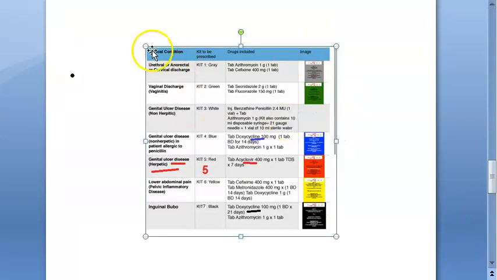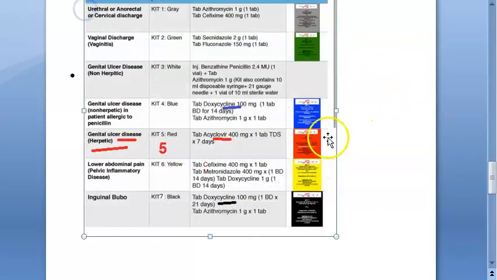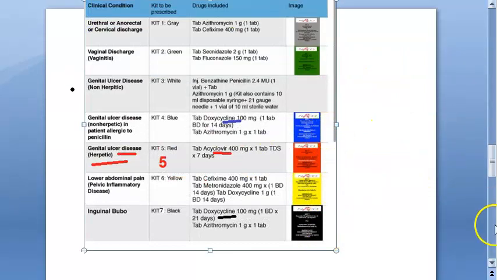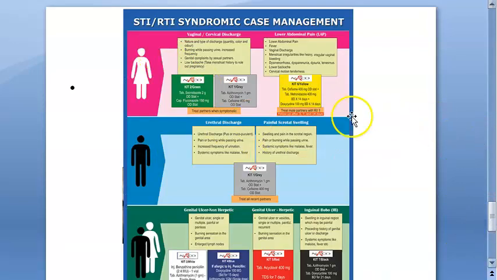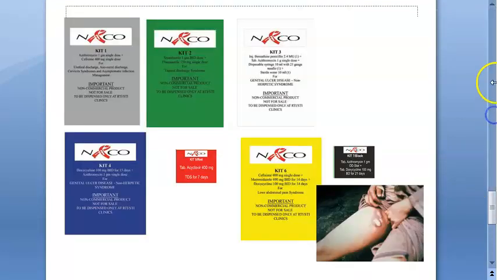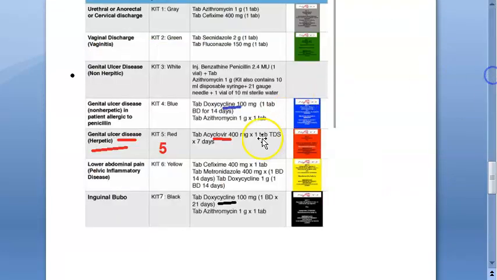So you have gray, green, white, blue, red, yellow, black. You have to remember the order, then it will place in your mind, okay? Gray, green, white, blue, red, yellow, black, okay? Did you get it? How many kits are there? 7. Very good. So here they are telling you how to manage all this with these kits. Same thing. Here the order of the color has changed.